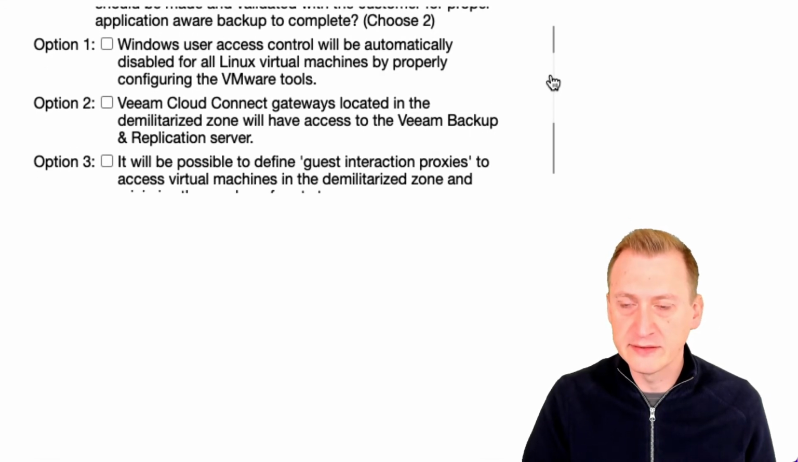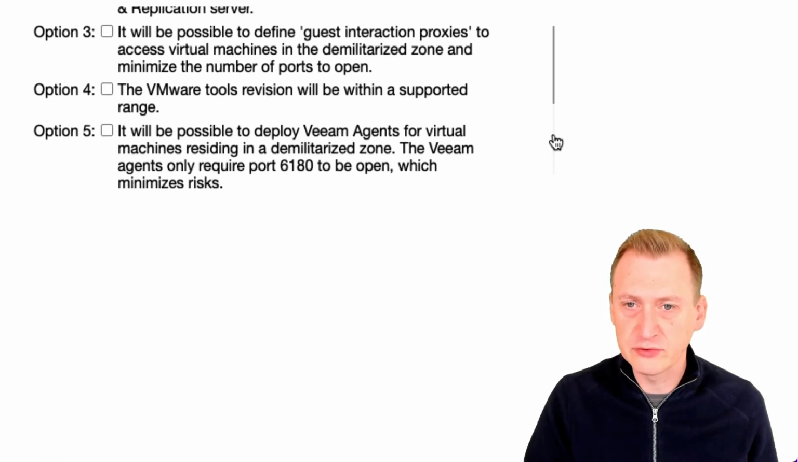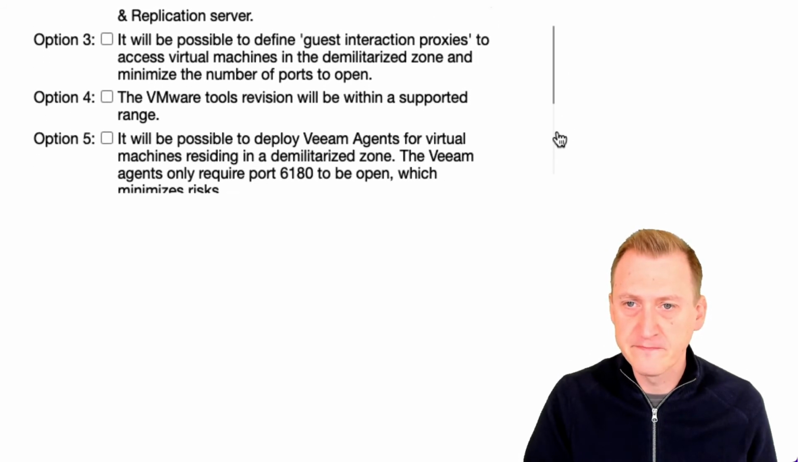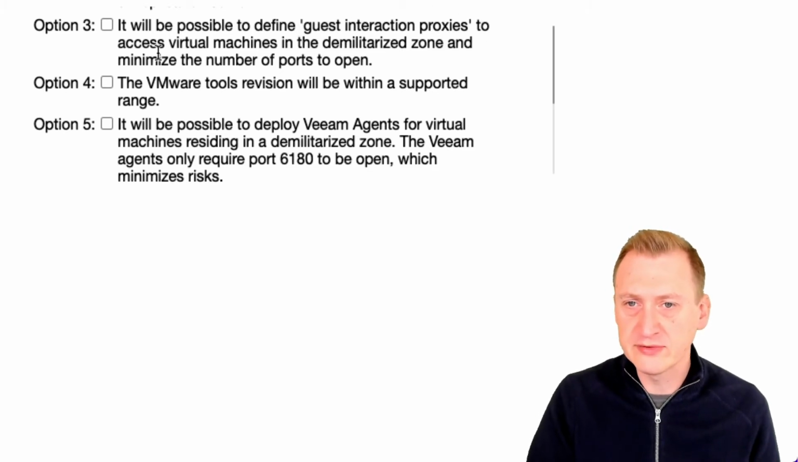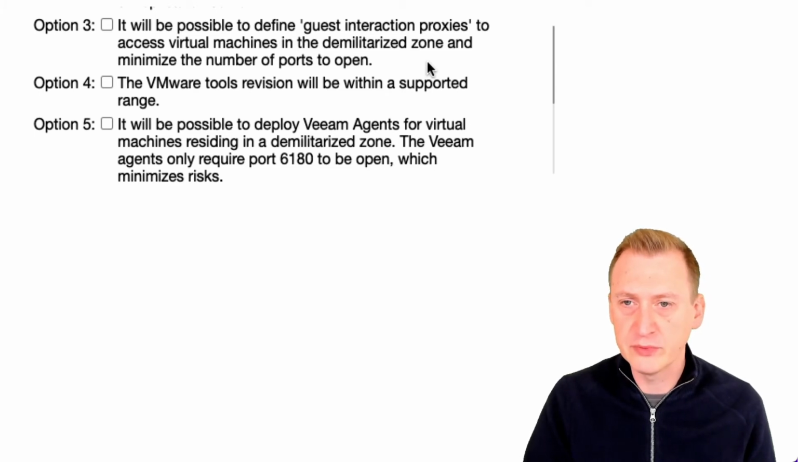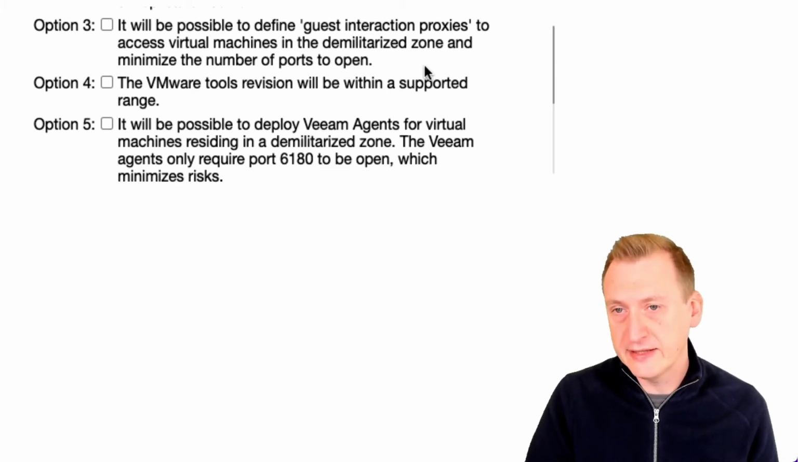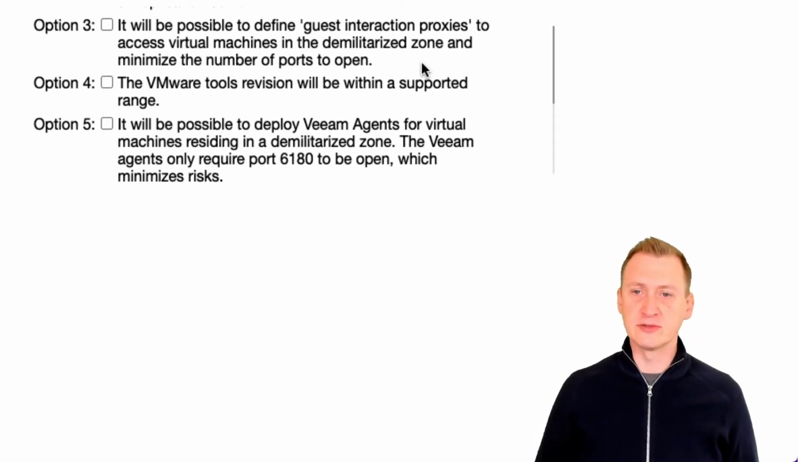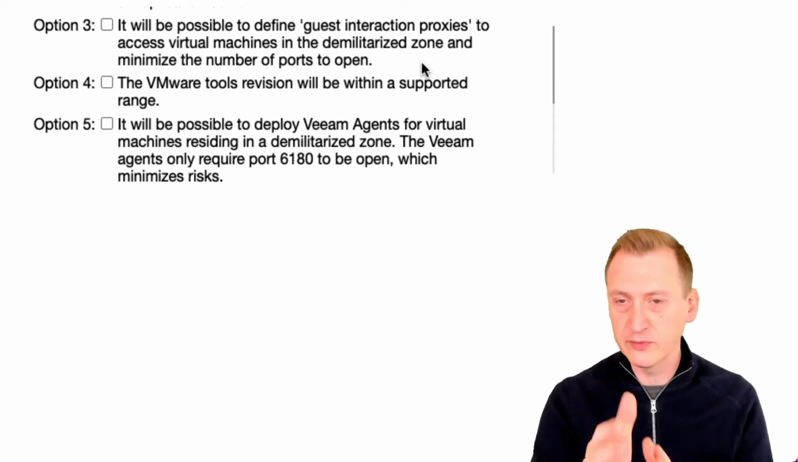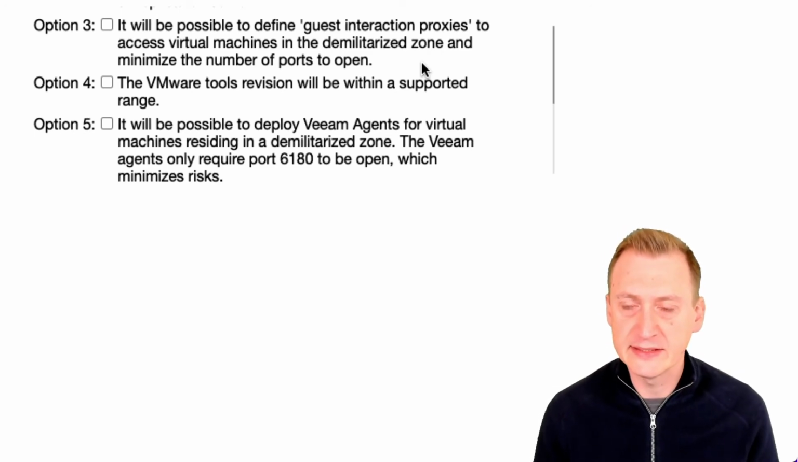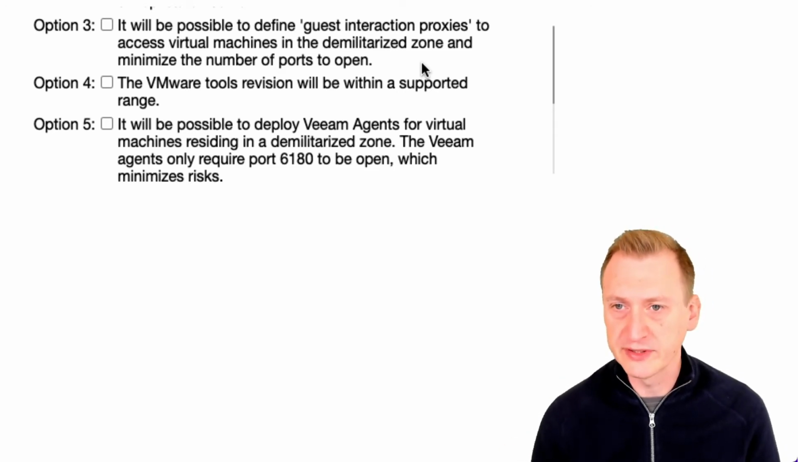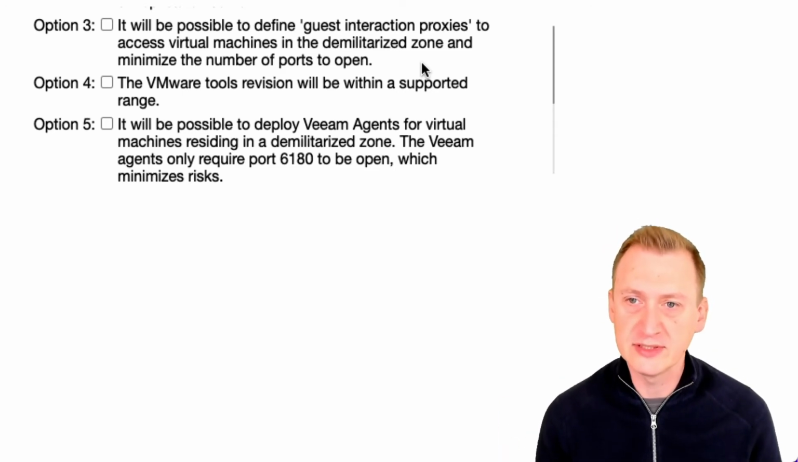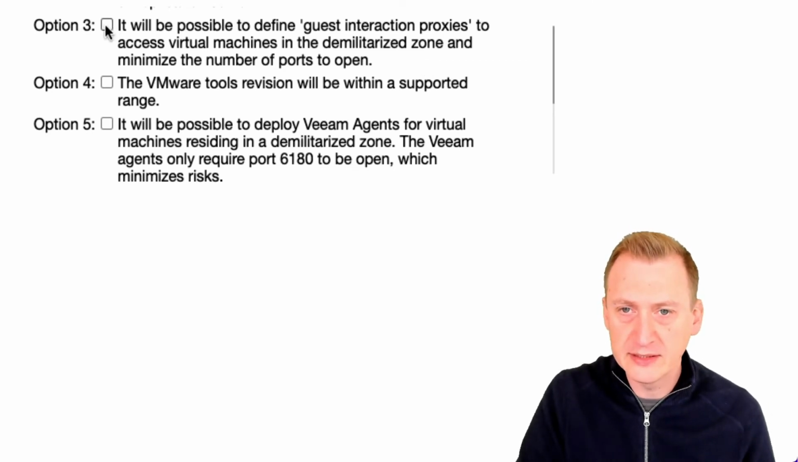Now, in this case we have 2 answers, so there should be 5 options. There is, that's good. So let's see here. It will be possible to define guest interaction proxies to access virtual machines in the demilitarized zone and minimize the number of ports to open. That is a possibility. Guest interaction proxies are basically machines that we can deploy, and maybe it's connected to 2 different networks so that we can reach it and it can talk to the machine inside. That could be a possibility.